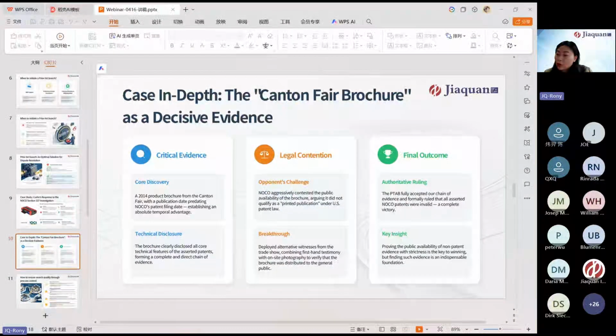I think in court, proving the public availability of non-patent evidence with strictness is the key to winning, but finding such evidence is an indispensable foundation.